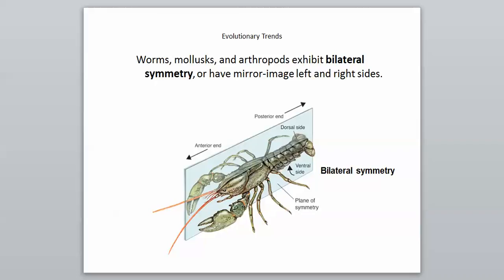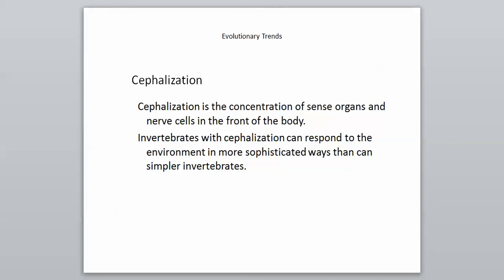So basically you just have to draw one line going right through the middle in order to equally divide them, and again, bilateral meaning two sides. Then another big characteristic that shows up throughout the invertebrates is cephalization, which, another review word, is a concentration of sense organs and nerve cells in the front of the body.